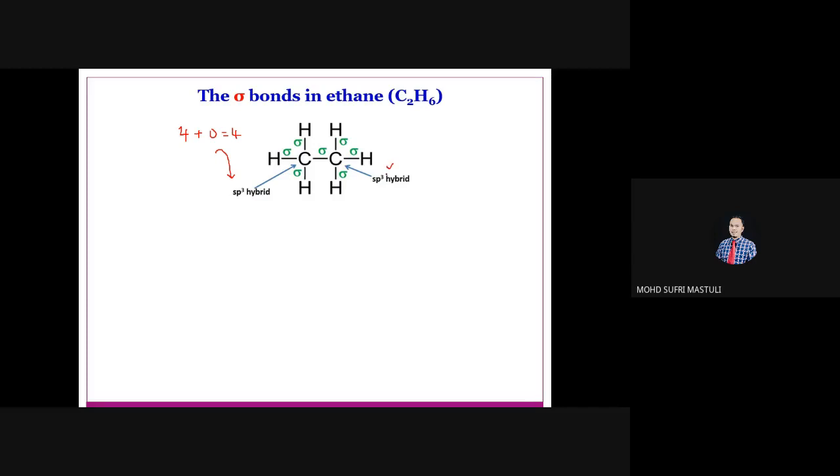In terms of sigma or pi, as we can see, all the bonding in this molecule are single bonds, so it means that it's sigma. How many sigma? You just count 1, 2, 3, 4, 5, 6, 7. 7 sigma bonds.